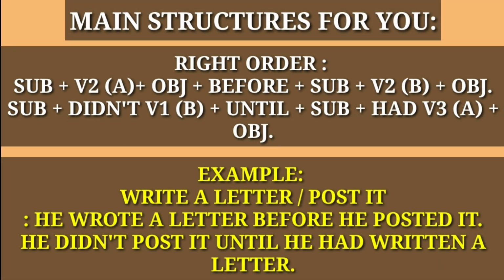Now, main structures for you. For right order structure, we have to use two lines. Number one, first line: subject plus V2 or first task done plus object plus before plus subject plus V2 or second task done plus object. Number two, second line: subject plus didn't V1 or second task done plus until plus subject plus had V3 or first task done plus object.